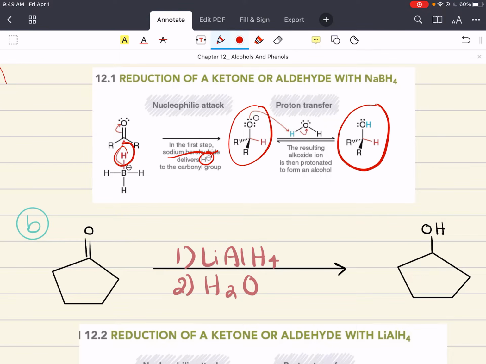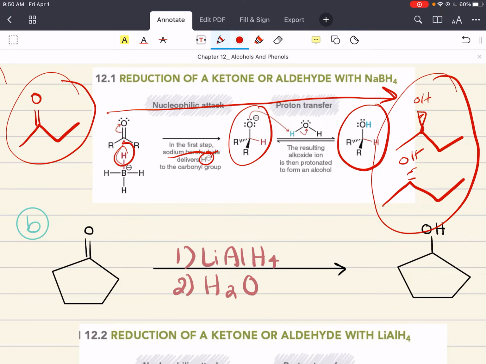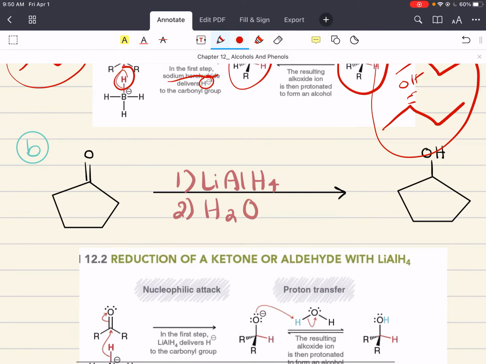For unsymmetrical ketones, if you had an unsymmetrical ketone like something like this, you're going to get a mixture of stereoisomers as product. So if this is your starting ketone and you're reducing it through sodium borohydride, you're going to get a mixture of stereoisomers as product. So keep that in mind.